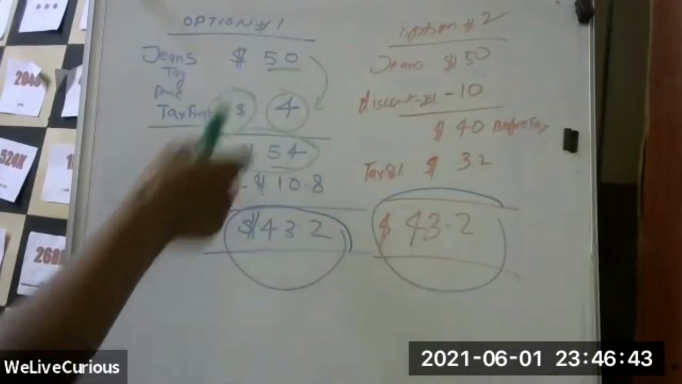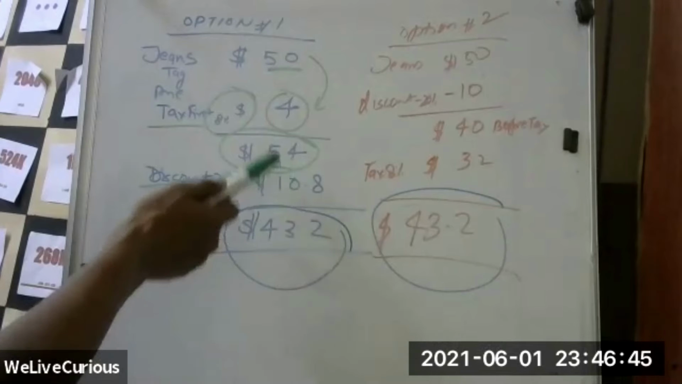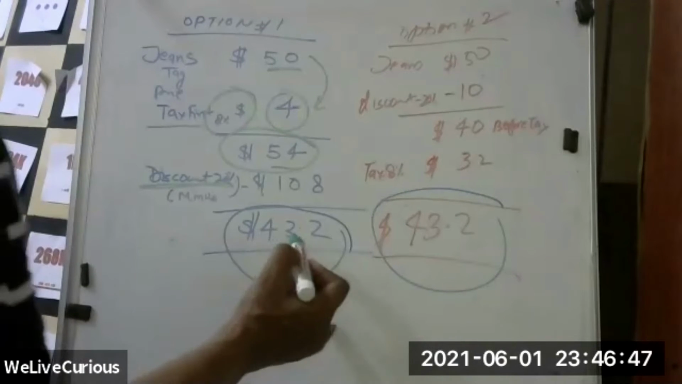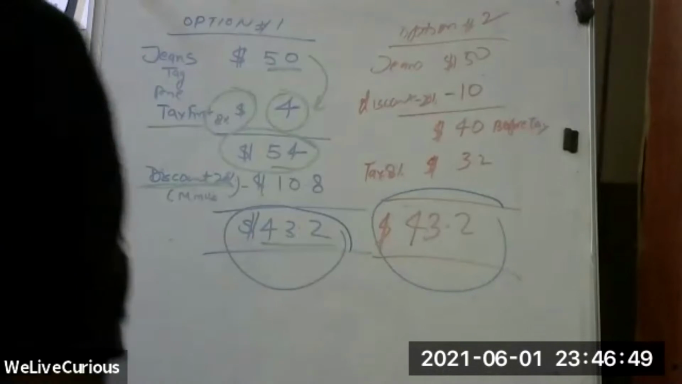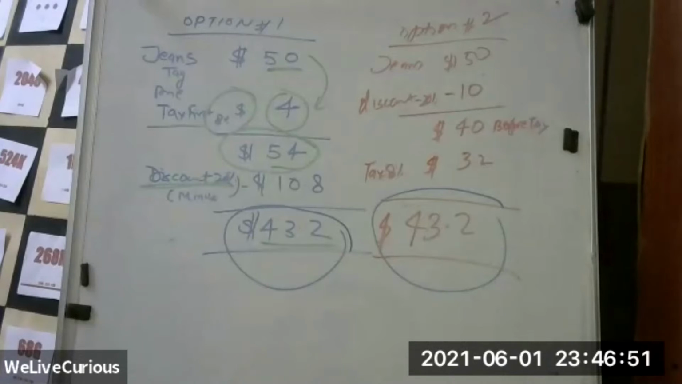So 10.8 plus 50 has to be subtracted from 54. The answer is how much? 43.2. People are saying $38 and all this kind of stuff. They have either forgotten their mathematics or they have never learned it. Okay, anyway, excuse me for this.